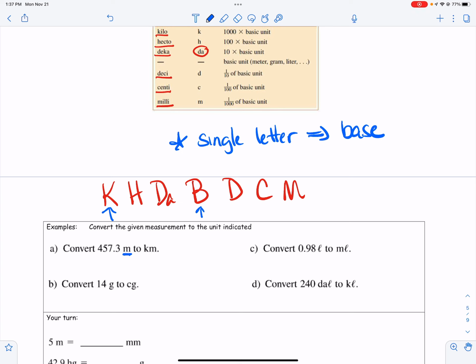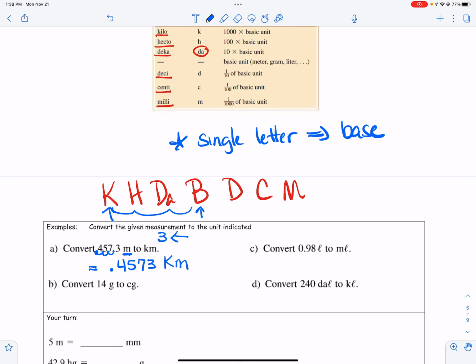So you are going to count how many places and what direction. 1, 2, 3. So you are going to move the decimal point 3 places to the left. And so I just count 1, 2, 3, and so that becomes 0.4573 kilometers. And you don't leave off any numbers in that conversion. Don't just put 0.45 or just 0.4, okay? You have to have all numbers.